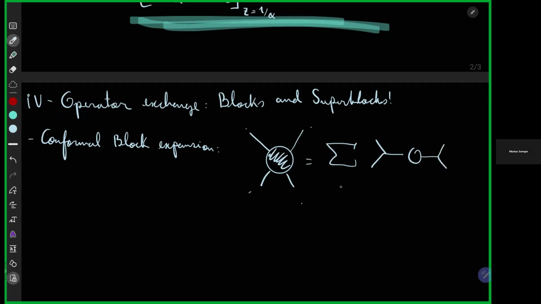So we have this 4-point function, which can be rewritten as a sum over all conformal primaries, which are a special kind of operator, and a function that takes into account the exchange of this conformal primary and all of its descendants, which, I just did a drawing here, is what we call the conformal block. It's the guy who takes this operator exchange into account in the 4-point function.